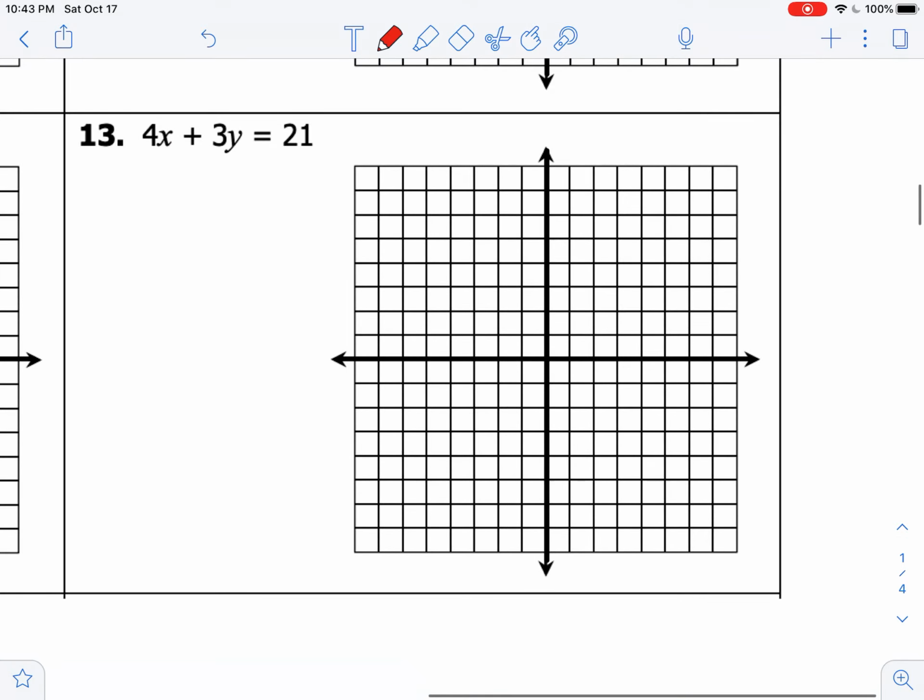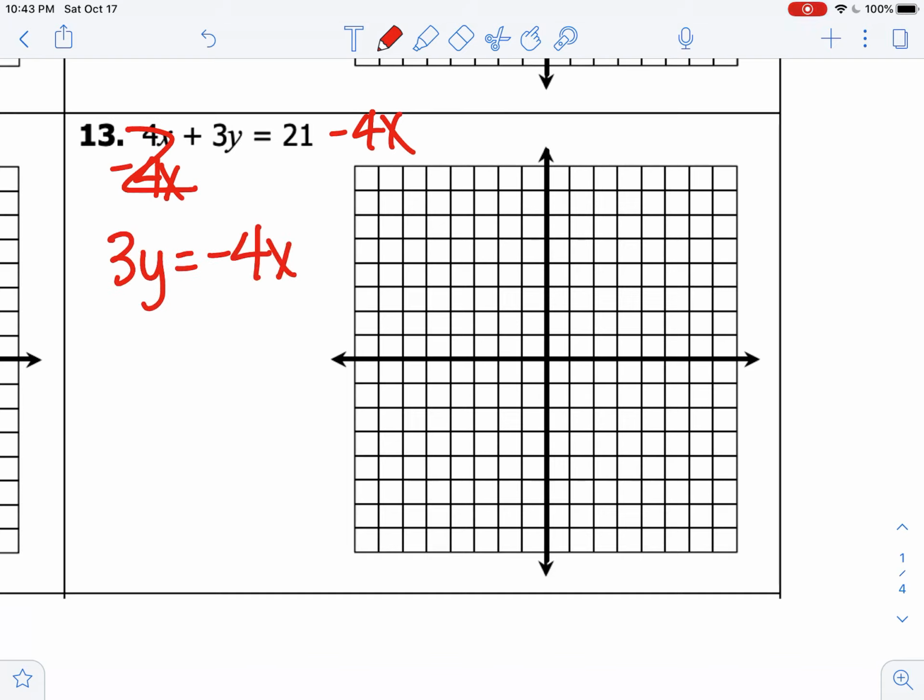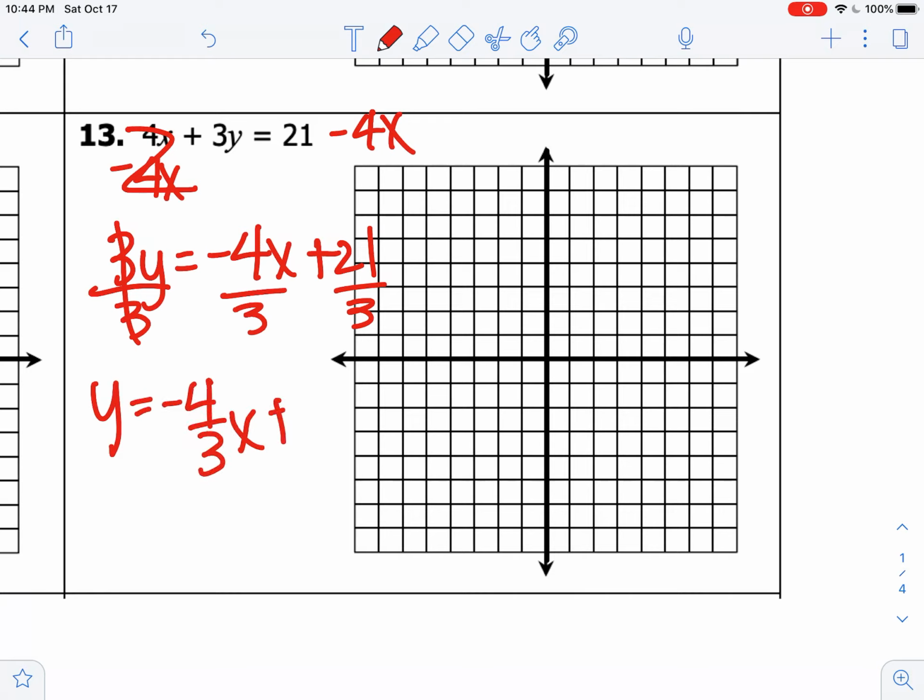All right, one more like this, and then we'll do it given a slope and a point. All right, we subtract our 4x from both sides. That makes that a 0 pair. We've got 3y equals negative 4x plus 21. We divide by 3 on both sides. That becomes a 1. We're left with y equals negative 4/3 x plus 7.